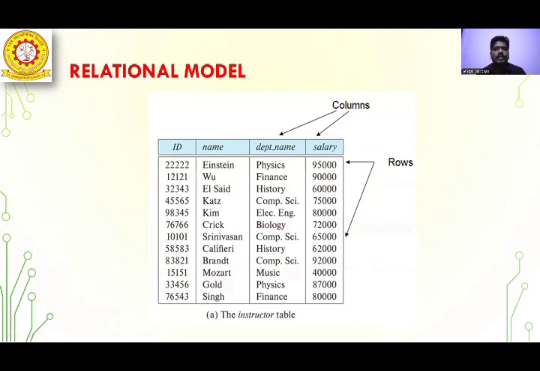Here is one example of the relational model. It is the employee details. The employee table contains attributes. Those are mentioned in the columns, like ID, name, department name, salary. And each attribute contains its tuples row-wise.